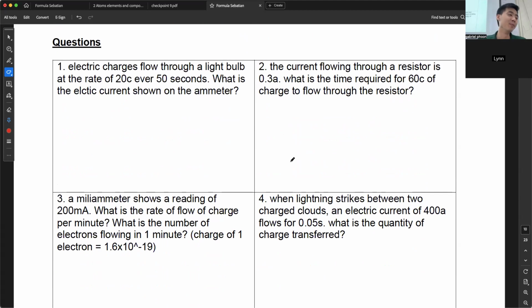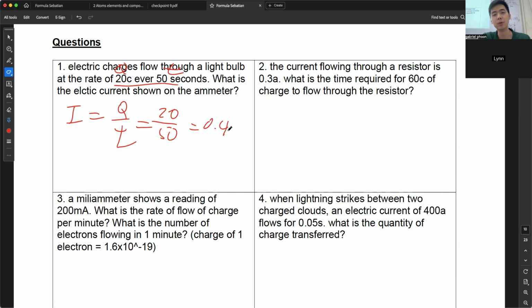Okay, question number 1, I think most of you guys got it correct, right? For those who are struggling, I must emphasize that you use the formula. This is your Q and this is your T, right? Your I will be basically Q over T, right? Which you then press in your calculator, 20 divided by 50, which you'll get 0.4 amperes, right? Everyone got this correct.